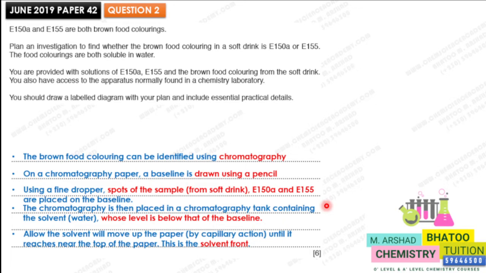You don't need to mention all those details. Mention the solvent front, it's okay. Right? So, in chromatography, you let the solvent move up the paper.